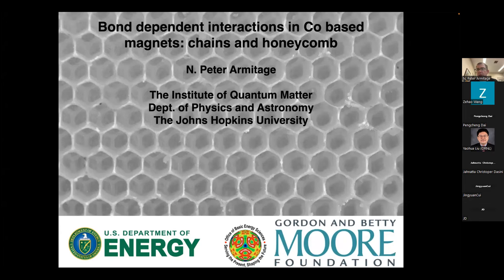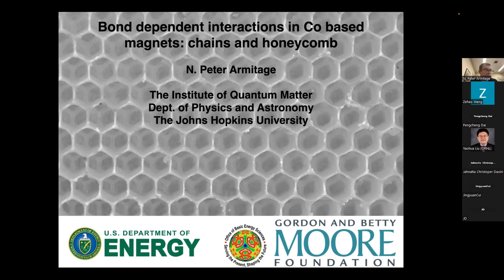The chain compound cobalt niobate is still the best material realization we have of a one-dimensional Ising chain that one can tune, let's say, through a quantum critical point in one dimension. The Ising chain, tunable with a transverse field, is a paradigm system for quantum phase transitions. It's probably the simplest model system for fractionalization, and is interesting in its own right.